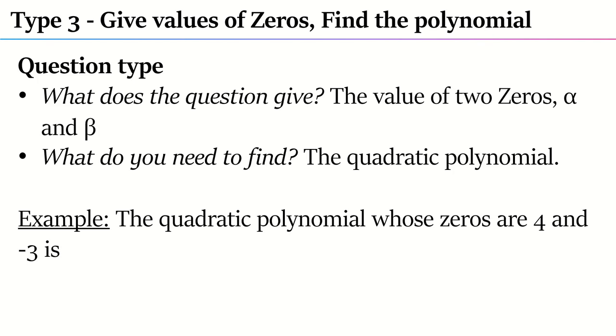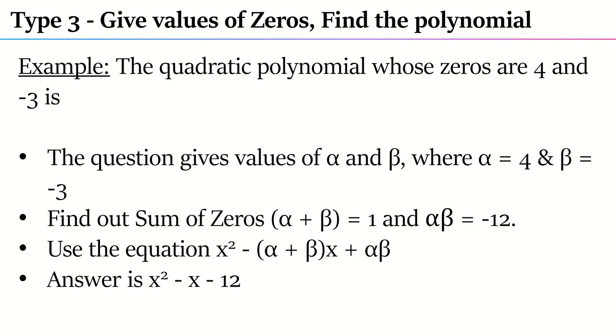Now we'll see pattern 3. They will give you the values of the two zeros. They'll give you alpha as well as beta, and you need to fit the quadratic polynomial. This is just an extension of the previous pattern. Knowing the values of alpha and beta, you need to find out the sum and product. So here in this problem we have one of the zeros as 4 and the other zero as minus 3. So alpha is 4, beta is minus 3.